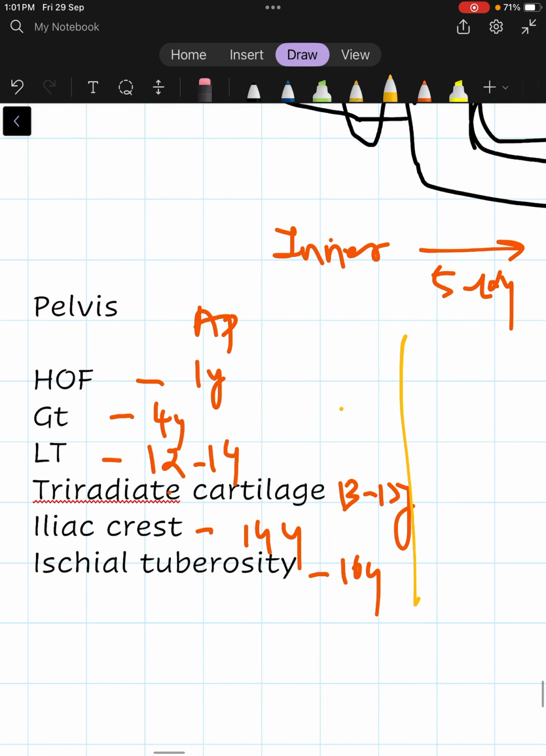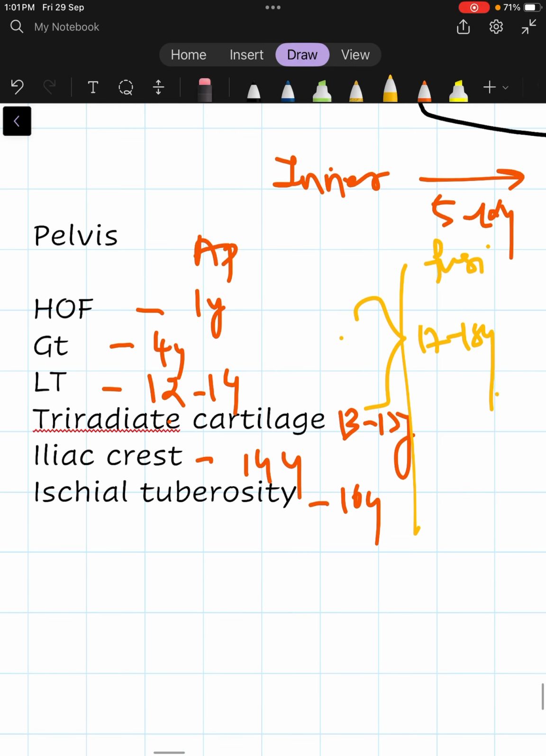Fusion of these structures: head of femur, greater tubercle, lesser tubercle fused by 17 to 18 years, tri-radiate cartilage by 15 years, iliac crest by 18 to 20 years, ischial tuberosity by 20 to 21 years.